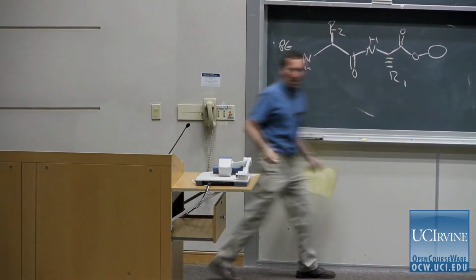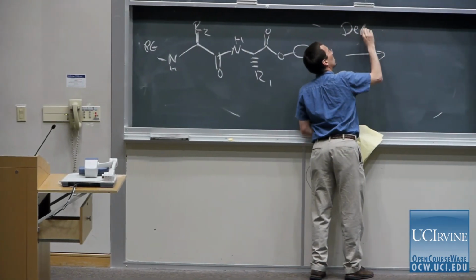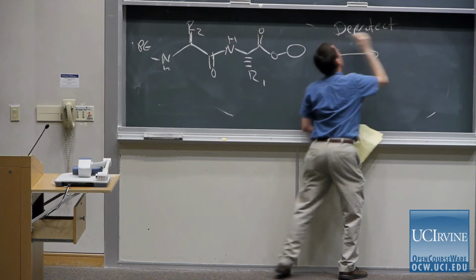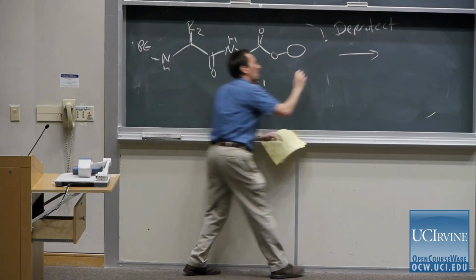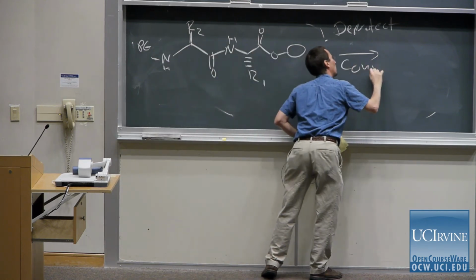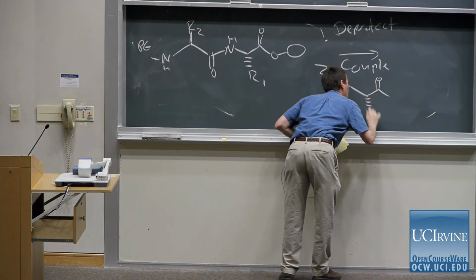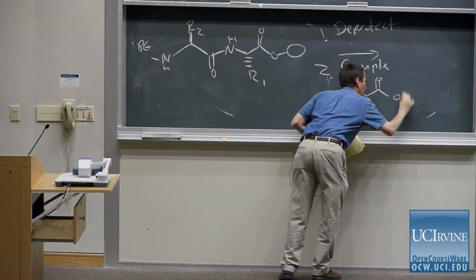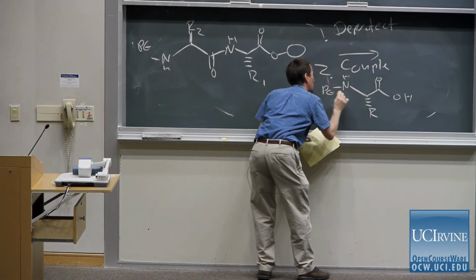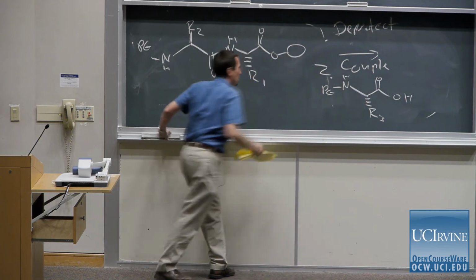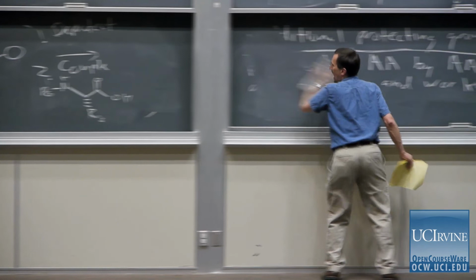And imagine for a moment that we again deprotect. And now I'm going to shorten things and write deprotect as step 1, and couple. And I'll show you our third amino acid. You notice that we're starting at the C terminus and we're building up toward the N terminus, so I'll call this R3. And our structure's getting so big that I now have to go to the other blackboard.